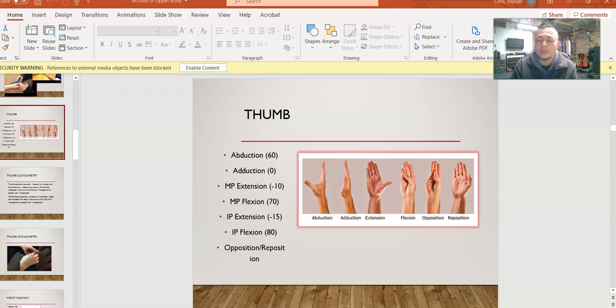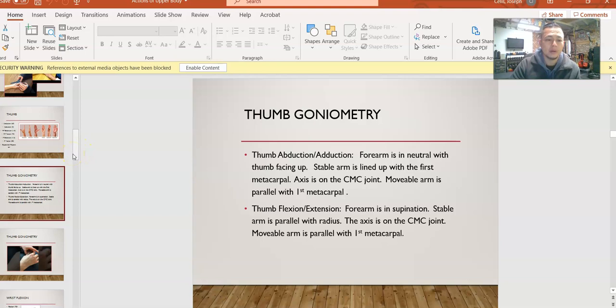You've probably heard this before, that humans have an opposable thumb. Because our thumb is such a great tool, it can allow us to hold on to things, throw things, and craft tools. Okay, so we have abduction, adduction, MP extension, MP flexion. We have IP extension, IP flexion, and we have opposition, okay, which is basically bringing the thumb to the pinky and then opening it back up, okay. Review this slide for thumb goniometry.